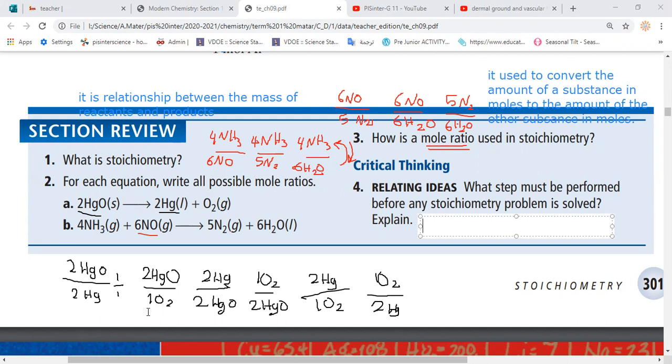Yahya? We must balance the equation. Balanced chemical equation, good. So, why? Explain why. He asks you to perform a balanced chemical equation before any stoichiometry. Explain. Why should we balance it? Anyone know? So it's a balanced chemical equation. We must start by a balanced chemical equation. Why must it be balanced?